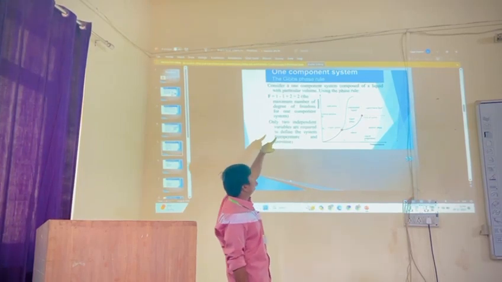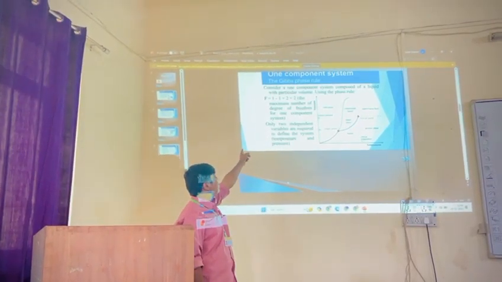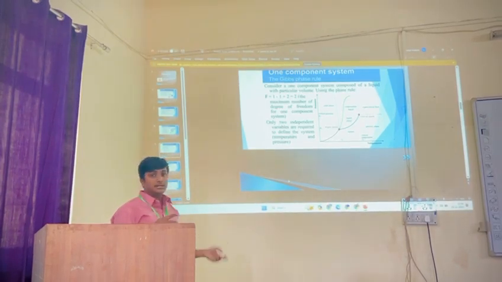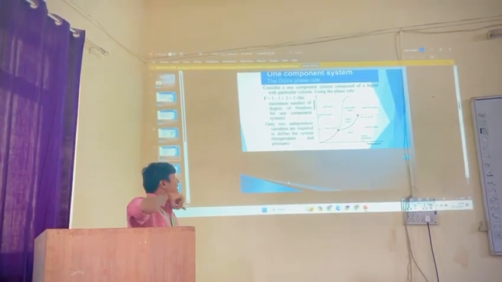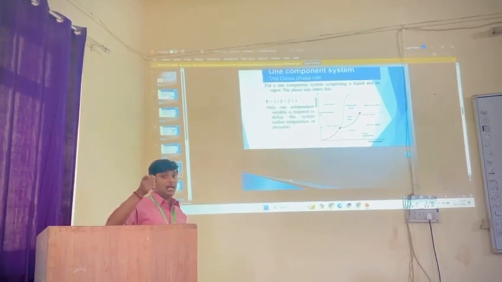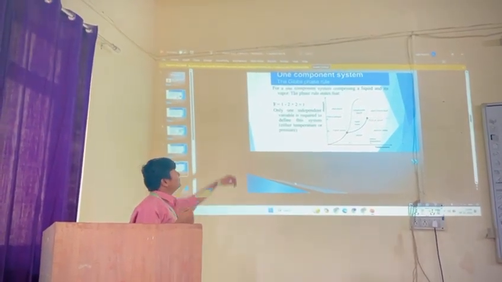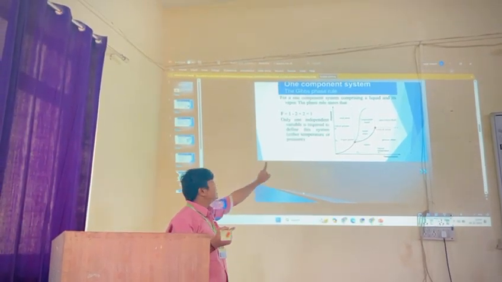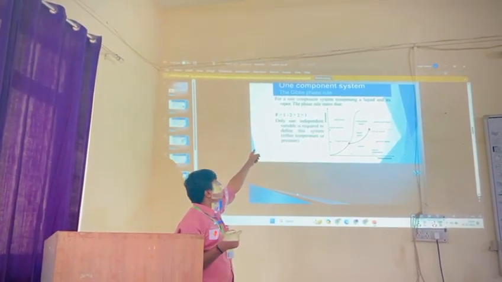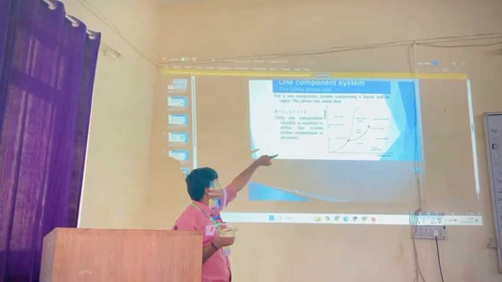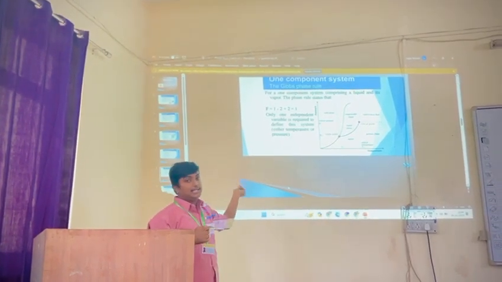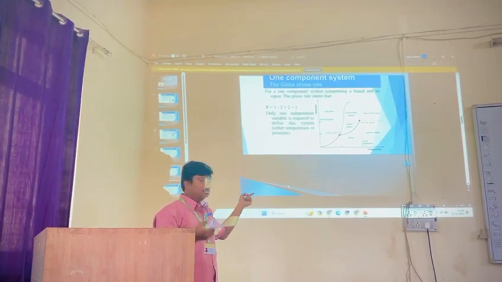This is the maximum number of degrees of freedom for one component, and only two independent variables are required to define the system, that is, pressure and temperature. Now when liquid and vapor are in equilibrium, P is 2, so F is 1 minus 2 plus 2, which is equal to 1, and only one independent variable is required to define the system, either temperature or pressure.